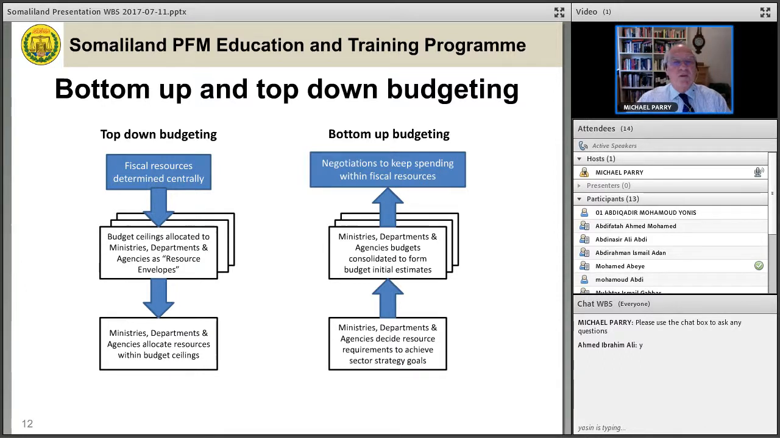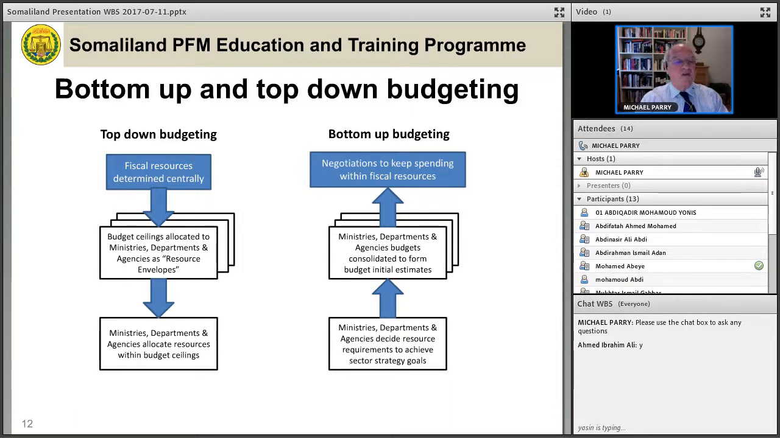Your workbook also refers to bottom-up and top-down budgeting, and this diagram, I think, perhaps explains what we mean by that. Top-down budgeting is what you would expect to find in probably most countries, certainly at an early stage in organising their financial management. You have central determination of fiscal resources, which leads to budgets which are allocated to ministries, departments and agencies. Those are sometimes called resource envelopes. In English, the word envelope in this sense means a wrapper of the amount of money that you've got available. So don't get confused if you see the term resource envelopes. It means resource ceilings, expenditure ceilings.